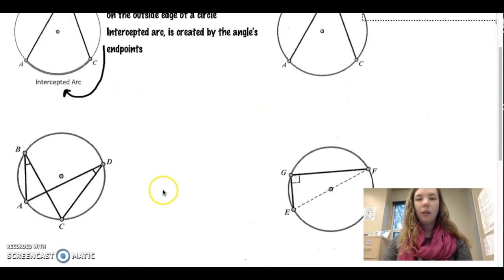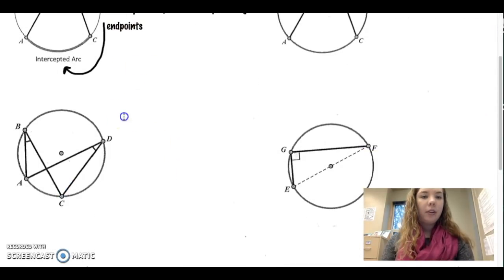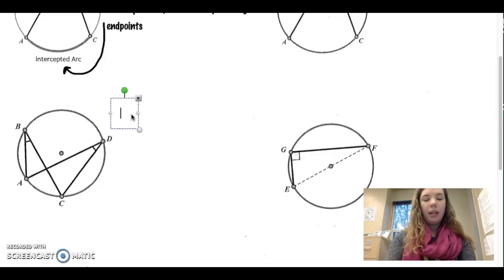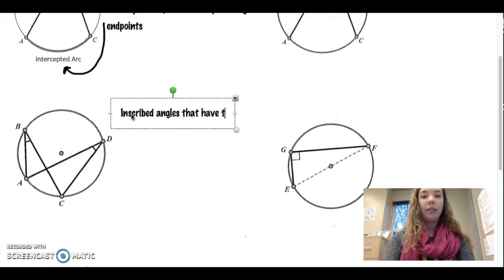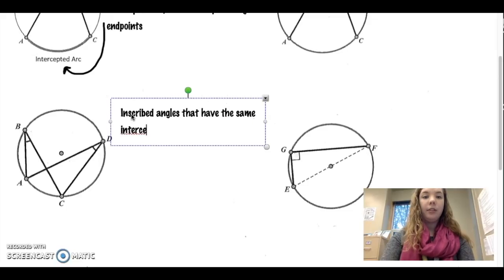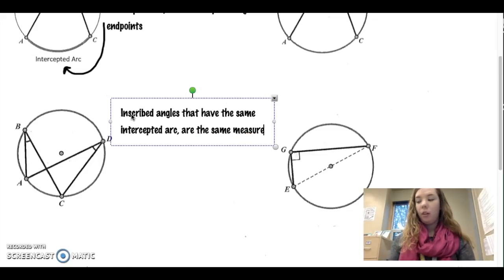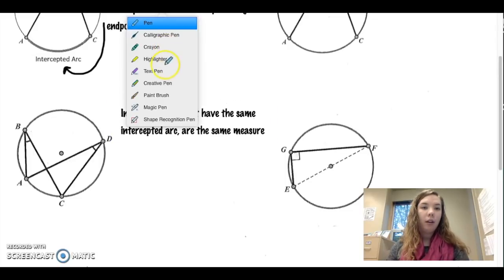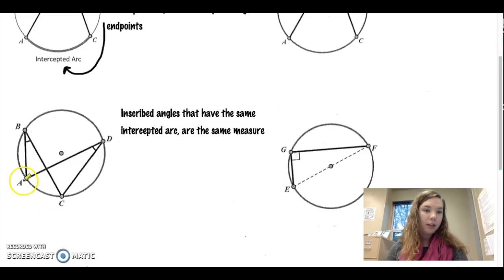Another thing that sometimes happens is inscribed angles that have the same intercepted arc have the same measure. So down here, these both have an intercepted arc of AC, which means that these two are the same measure.